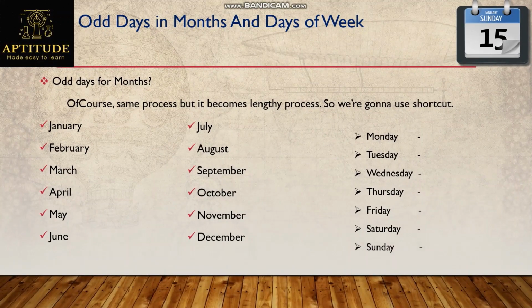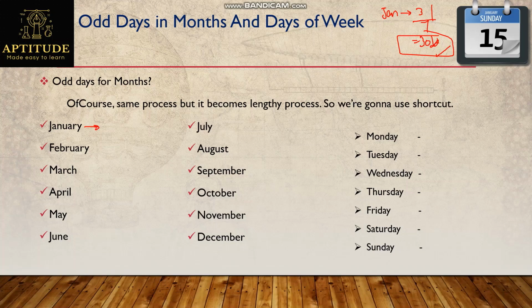The general process for month codes is we need to divide the days in a month by 7. For example, consider January. We'll be having 31 days. So 31 by 7 means we'll be having 3 odd days. But we are not going to use this process. We are going to remember some values for the months, which is a shortcut process for finding these calendar problems. So we need to remember these month codes for 12 months.